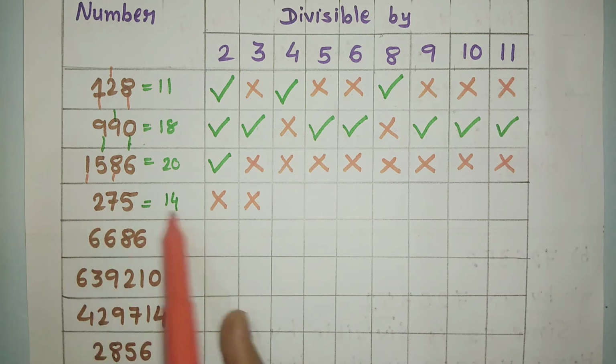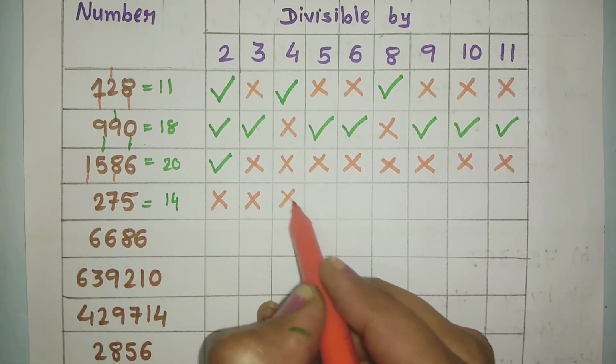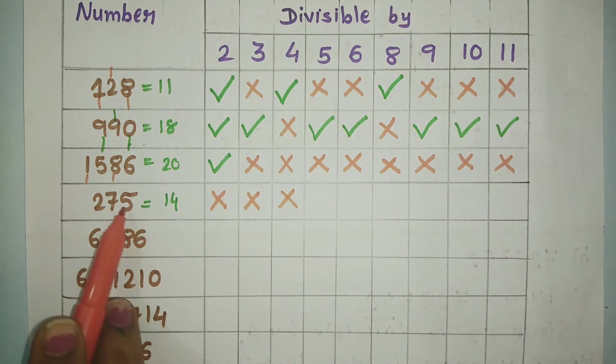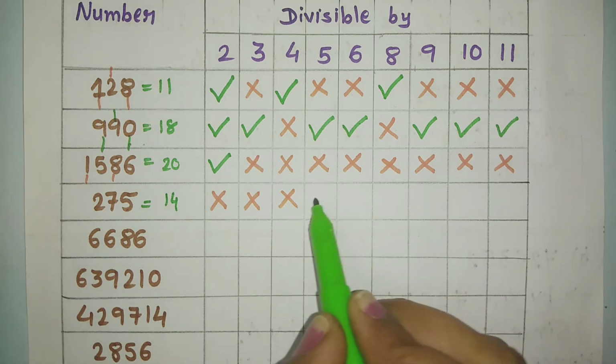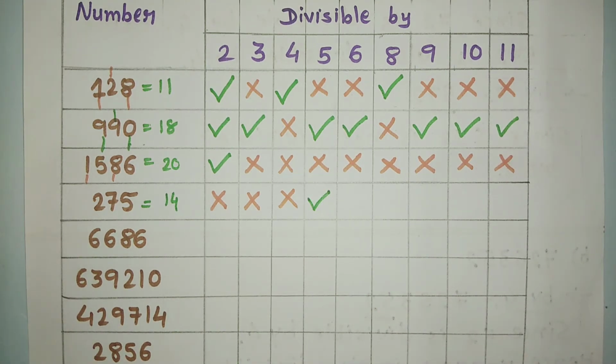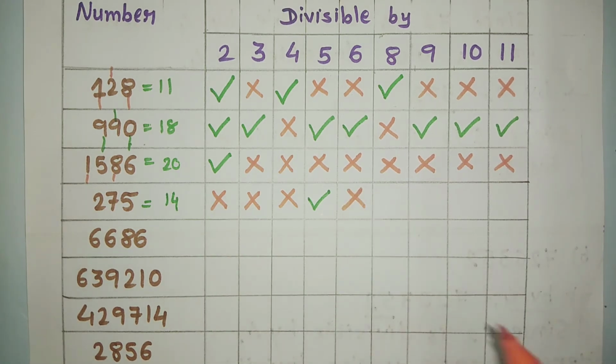So this whole number is not divisible by 4. For 5, the last digit should be 0 or 5. So yes, it is divisible by 5. For 6, it should be divisible by both the numbers. It is not divisible, so it is not divisible by 6 as well.